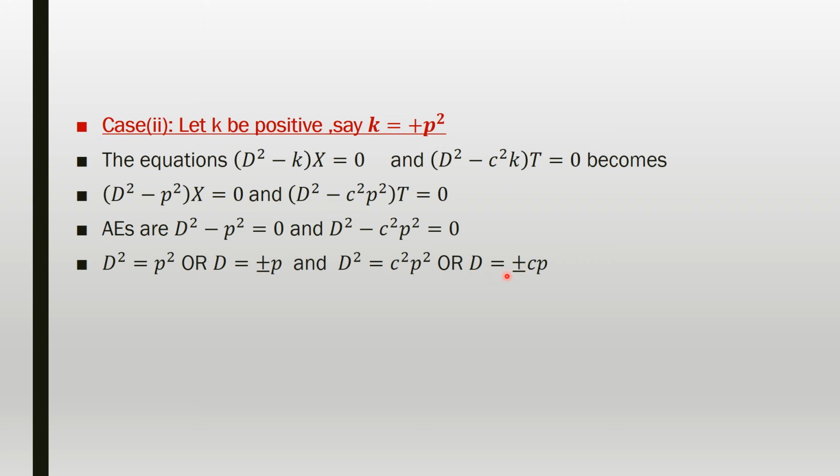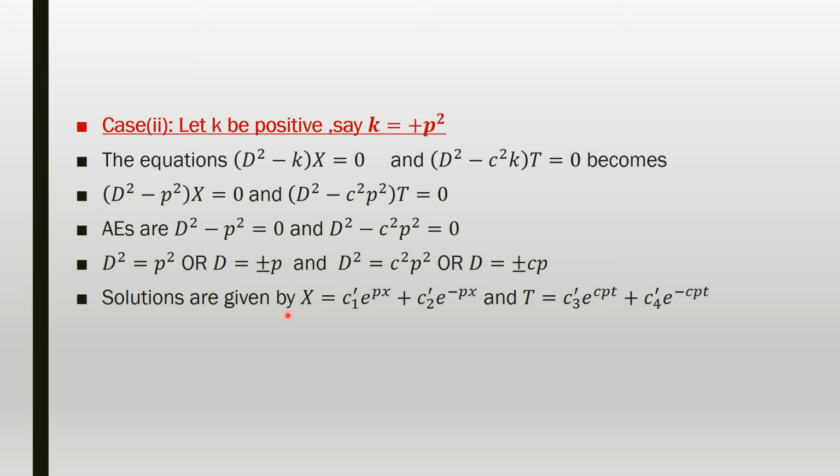Now let us write the solution for both. X is equal to, here let me introduce c1 dash as the constant, because c1 we already discussed. So here we introduce c1 dash, c2 dash, c3 dash, c4 dash as the constant terms. So c1 dash into e power px, because the roots of the auxiliary equation are plus p and minus p. Whenever plus p and minus p are roots, we know how to write the solution. So x equal to c1 dash into e power px plus c2 dash into e power minus px.